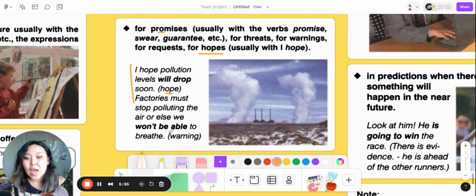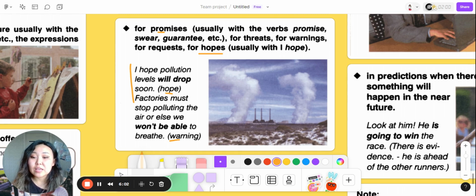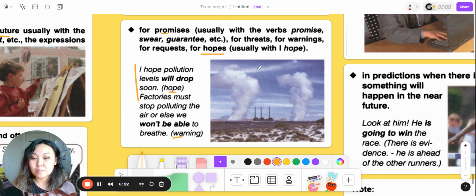So we are hoping, and in this case, or else we won't be able to breathe. It's a warning, so we need to be very careful with that. We are warning people that we won't be able to breathe. So for promises, usually with the verbs promise, swear, guarantee. For threats, for warnings, for requests, and for hopes, we can use future simple.